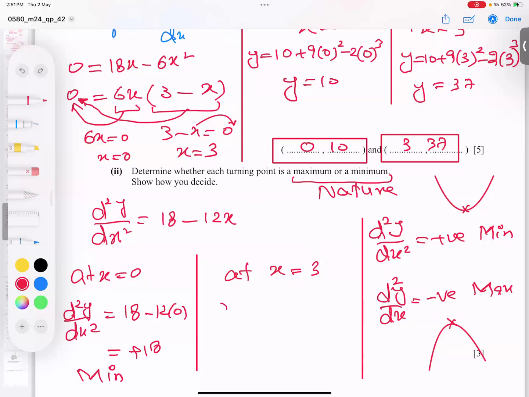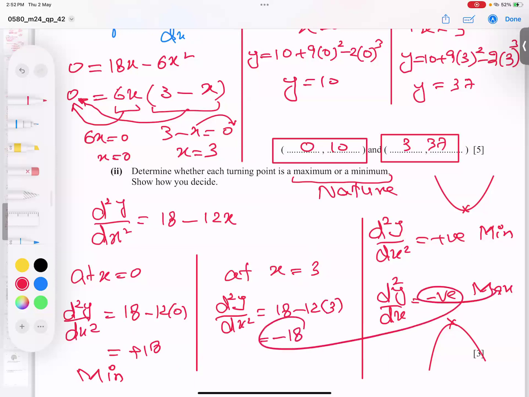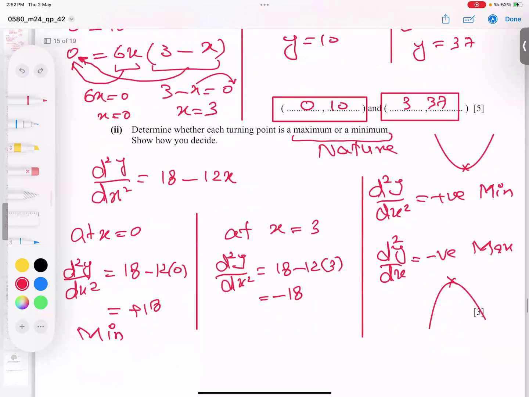And if I plug in 3 here, let's see what answer comes. The second derivative is equal to 18 minus 12 times 3. I got 36, so negative 18. And negative means a point of maxima. So here we're getting a maximum.